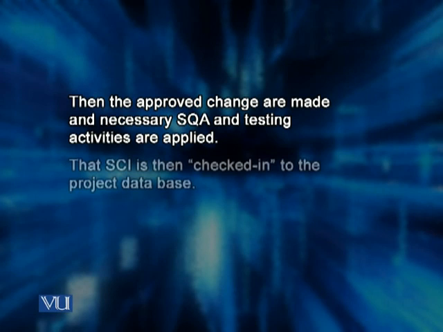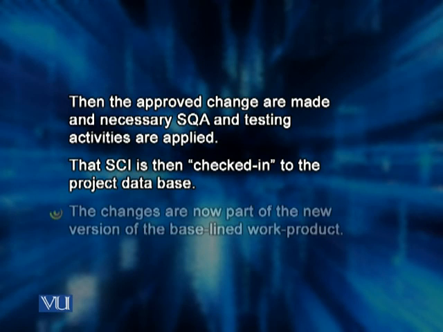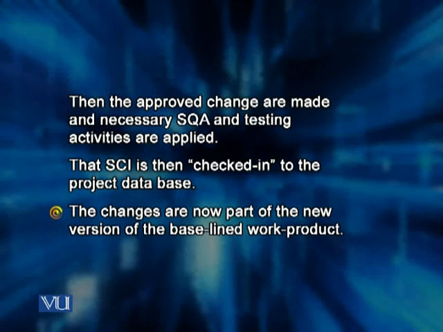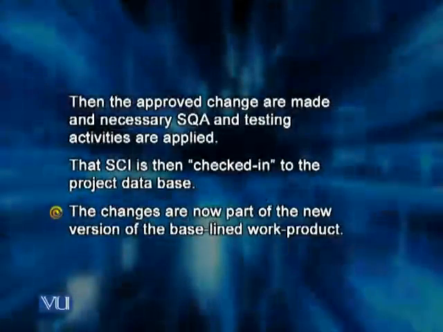At this time, the approved changes are made and necessary SQA and testing activities are applied to the SCI. Once we are satisfied, that SCI is checked in to the project database, and these changes are now part of the new version of the baseline work product. So whenever we have implemented changes, we have applied the SQA activities, we have applied the testing activities, now we check this work product, the modified work product, with changed version number into the project database.